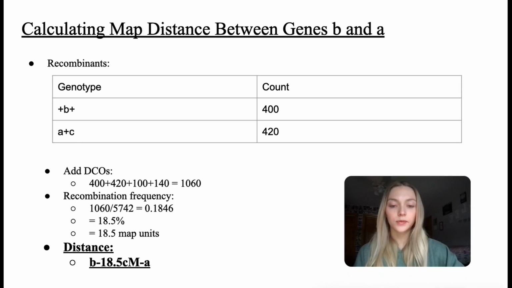To calculate the distance between B and A, we add the recombinant classes plus B plus and A plus C, along with the double recombinants. This gives 1,060 recombinants. You divide this number by the total offspring. The total offspring is 5,742. Dividing them gives you about 18.5% recombination. So the distance between A and B is about 18.5 centimorgans.